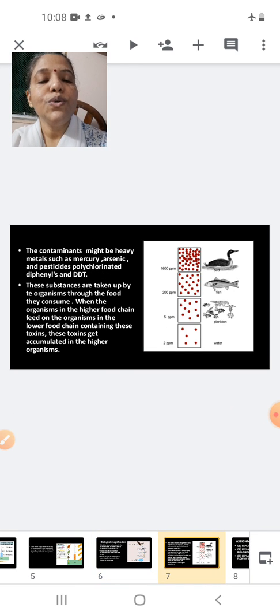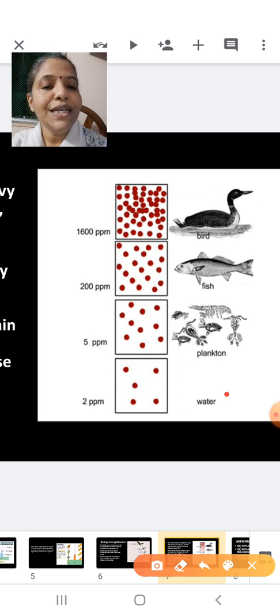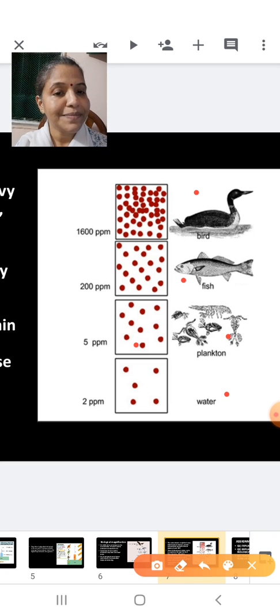Now, let's go to the next slide. The next slide also, it is here. You can see it is a water body. You can see that the pollutant is entering it. In the body of the plankton, you can see it is 5 ppm that is entering. Here it is eaten up by a fish, and finally in a bird, you can see the concentration increases.